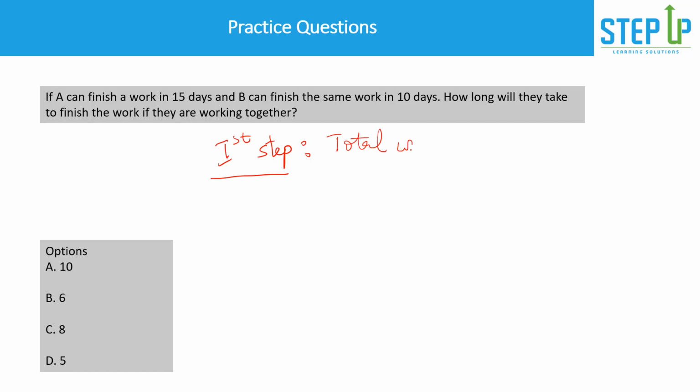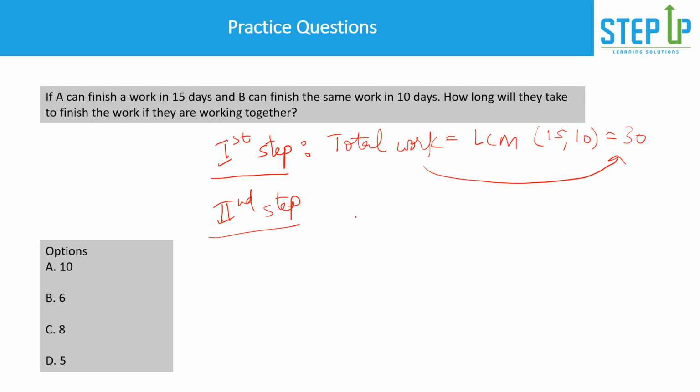Total work, always assume as the LCM. So let's say the LCM of these numbers, which is 15 and 10. Now this is very simple. LCM comes to 30. So we have assumed the total work to be 30 units. Now I'll calculate the second step. I'll calculate the efficiencies of these people.